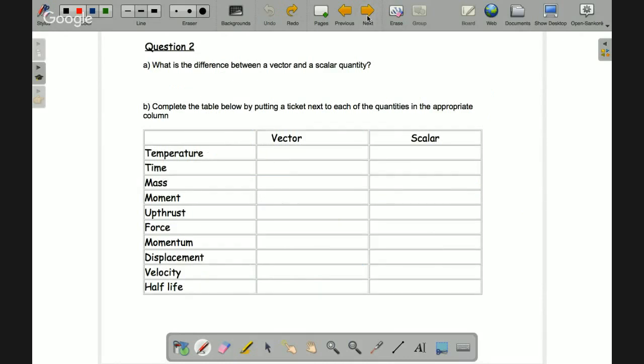Okay, the difference between a vector and a scalar, and we've been talking about it for a long time. A vector has both magnitude plus direction. Right, and a scalar only has magnitude.